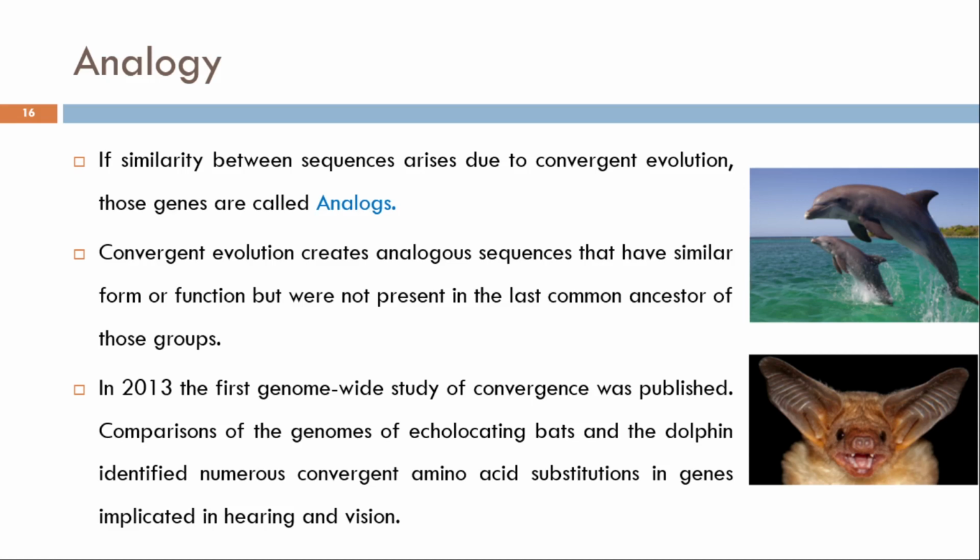All right. So if similarity between sequences arises due to convergent evolution, those genes are called analogs. Convergent evolution creates analogous sequences that have similar form or function but were not present in the last common ancestor of these groups. In 2013, the first genome-wide study of convergence was published. Comparison of the genomes of the echolocating bat and the dolphin identified numerous convergent amino acid substitutions in genes implicated in hearing and vision. Means the genes related to hearing and vision, although they were not showing a strong level of similarity, still have the same function. So analogy comes due to convergent evolution, in which gene sequences are not sharing a strong level of similarity, but still their function is the same.